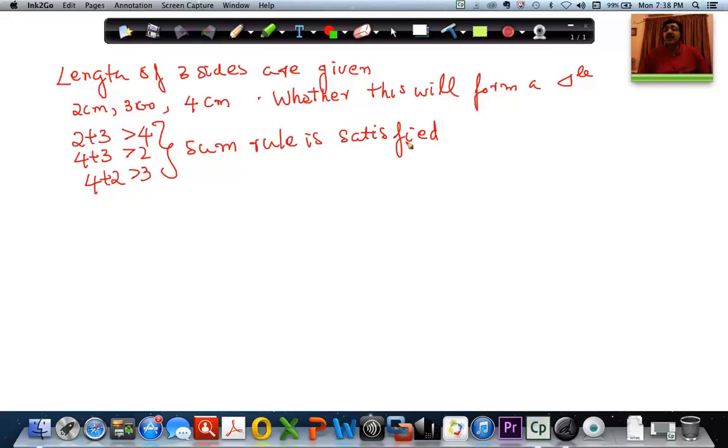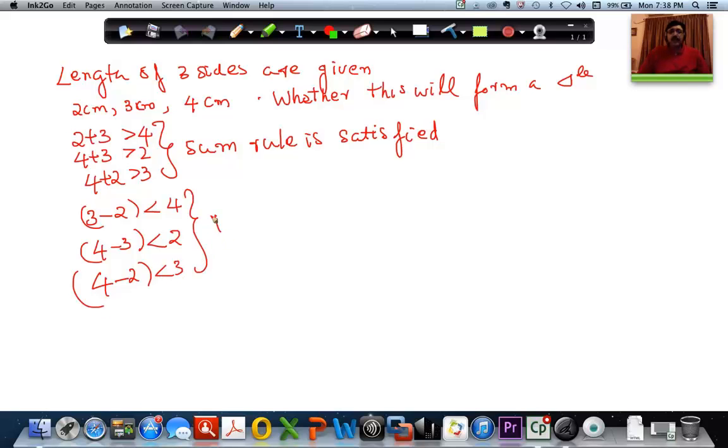Now, what about the difference rule? 3 minus 2 is less than 4. 4 minus 3 is less than 2. So that is also fine. And 4 minus 2 is less than 3. So the difference rule is satisfied.